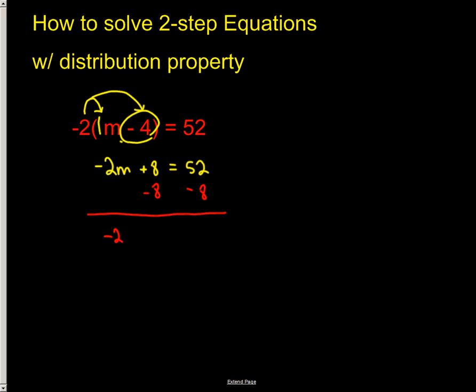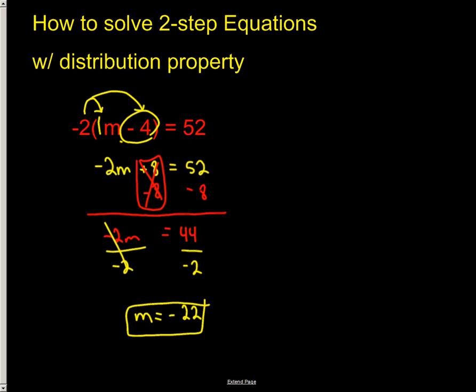And then we can just subtract 8 from both sides. I pull down my negative 2m because I didn't do anything with it. This cancels out and goes away. And I've got this as 44. And since negative 2 is multiplying m, we can divide by it. Do the same to the other side. I know the answer should be negative 22.